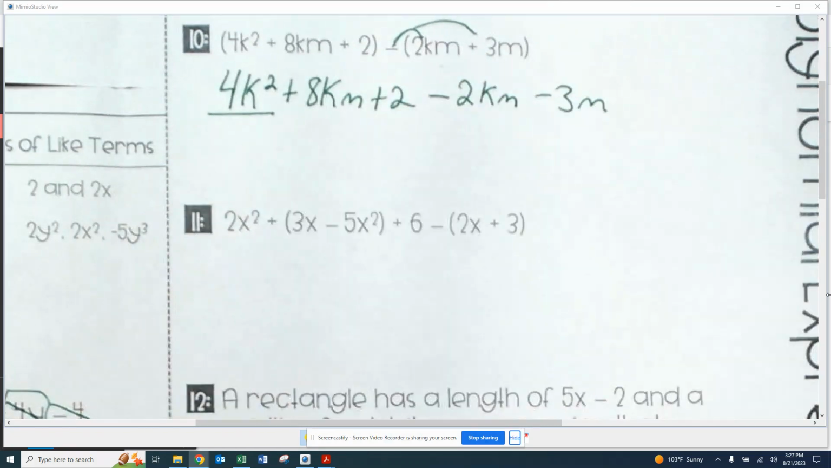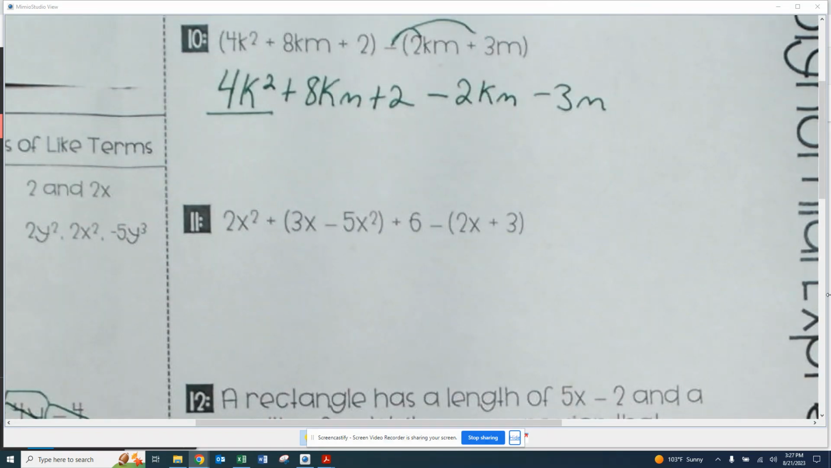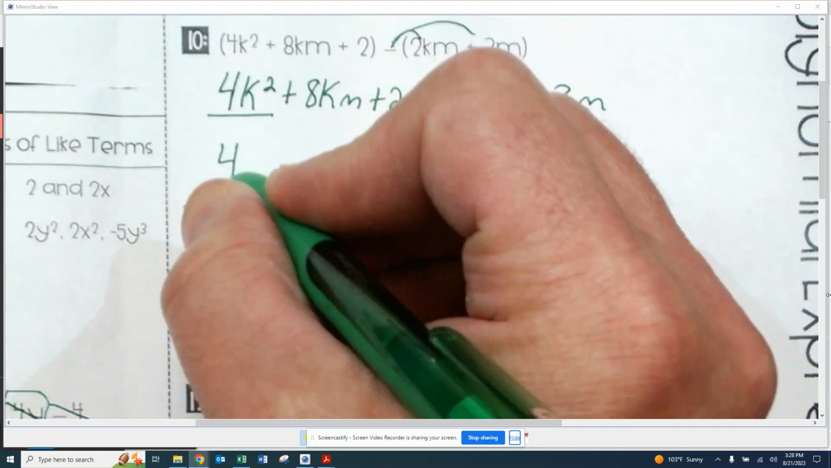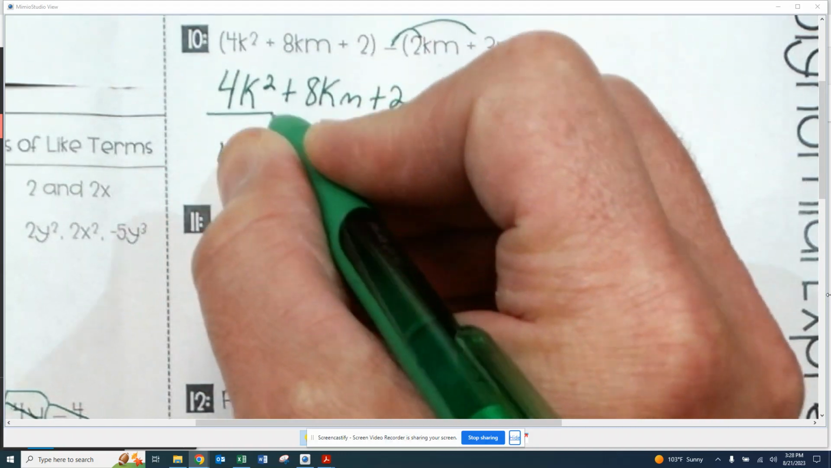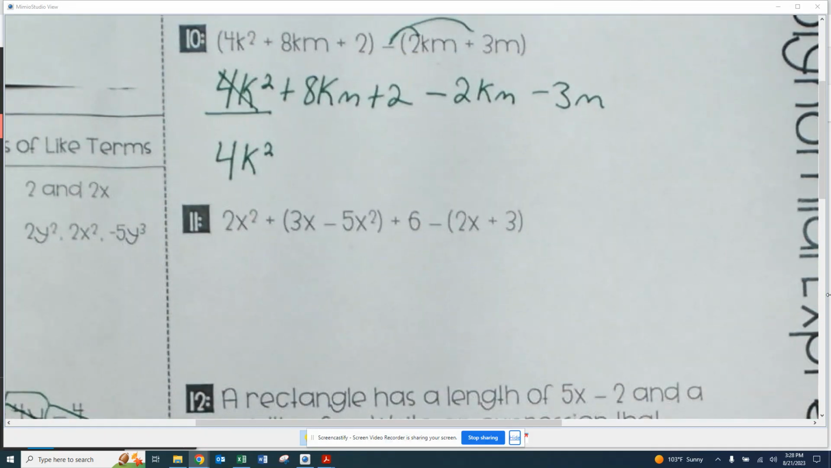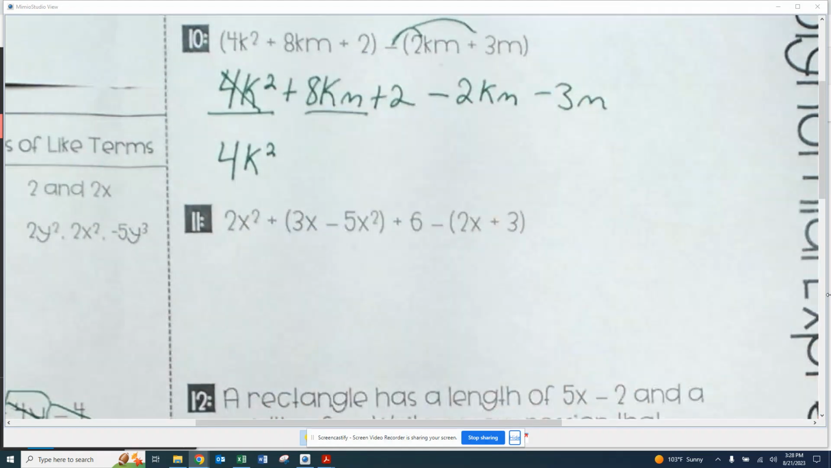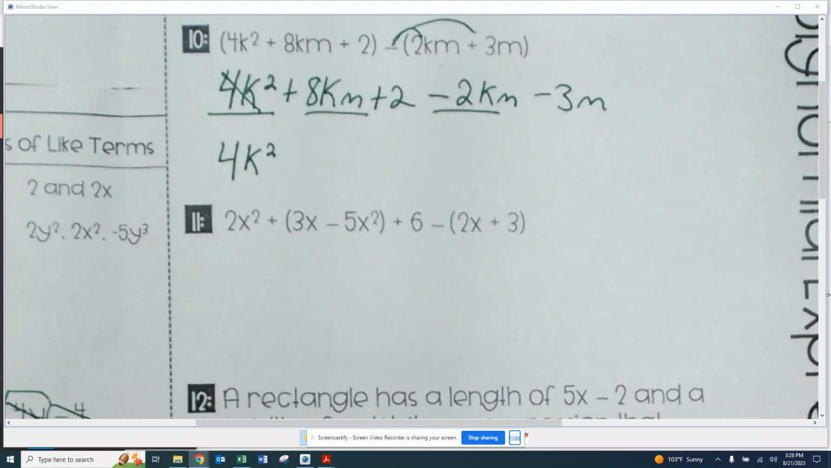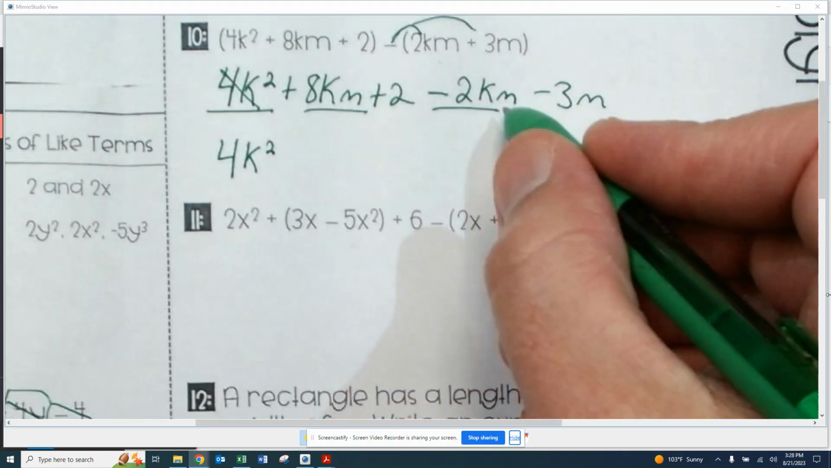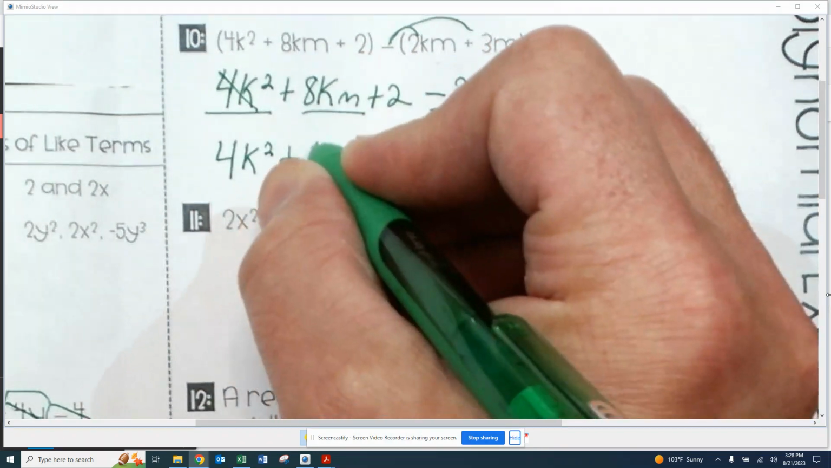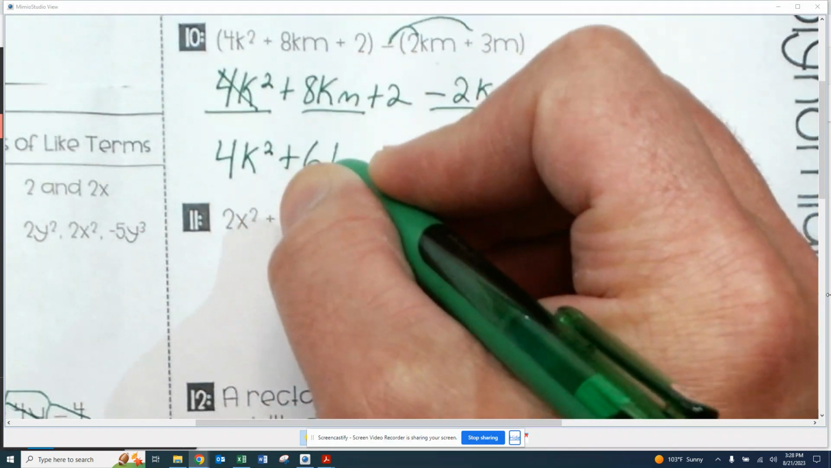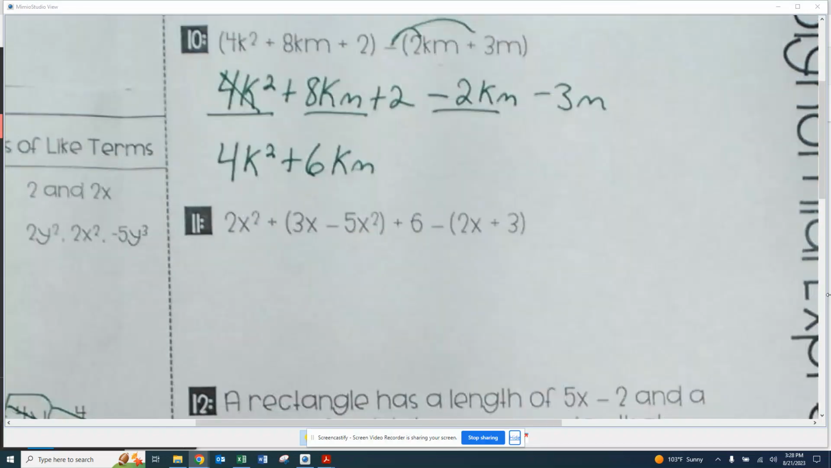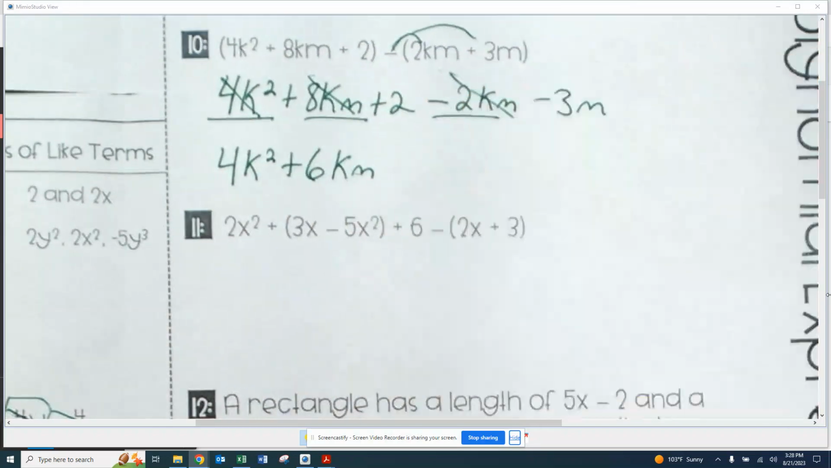I have 4k squared over here. I have nothing like k squared, so I'm just going to write 4k squared. It's done. Here I have 8km, and here I have negative 2km. If I have 8 of something and I take 2 away, I'm left with 6. And in this problem, it's km that I'm left with.